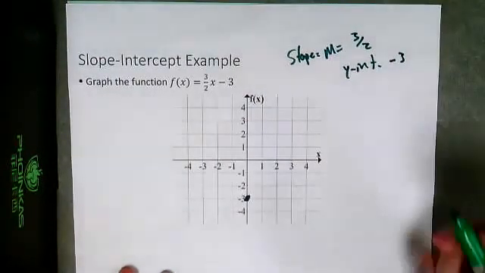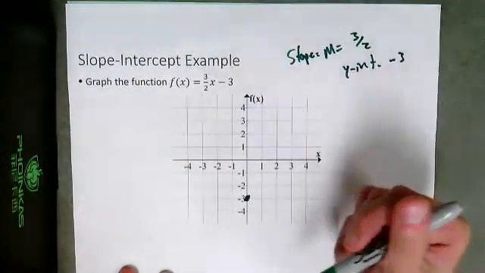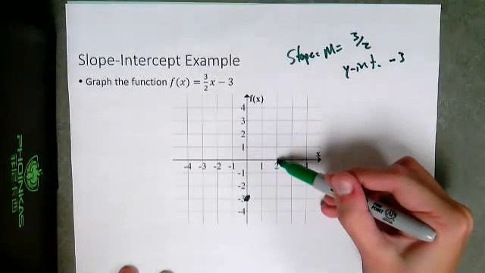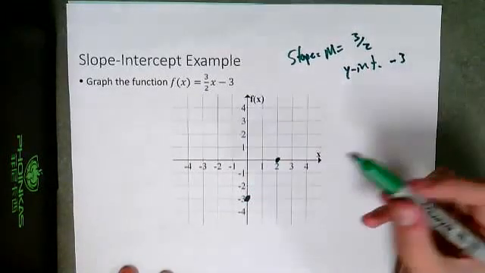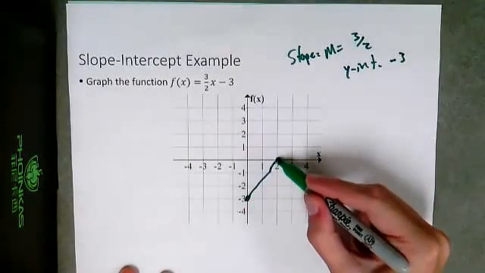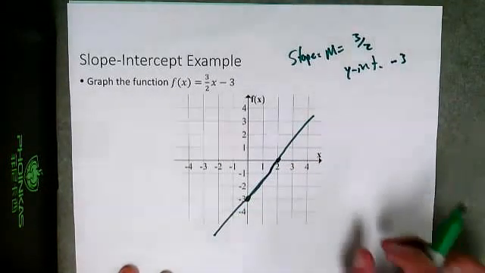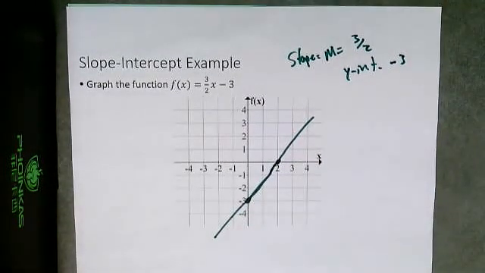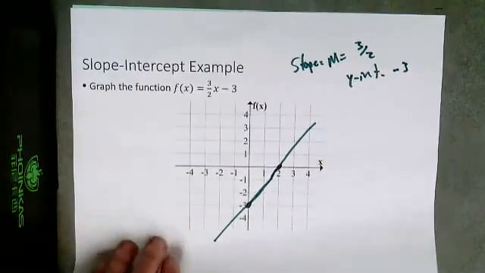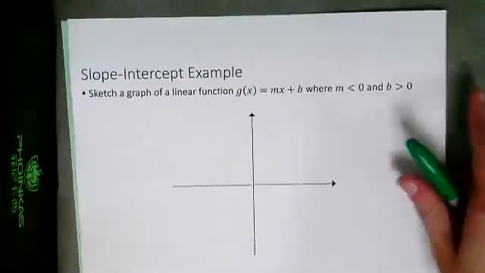Now to find another, we use the slope, 3/2. So that is up 3, 1, 2, 3, over 2. Bam. Draw a line. That's a crooked line, but still draw a line. And there we have it, a nice little graph of the function f of x. Okay, let's go on to something a little more general. Not bad though.